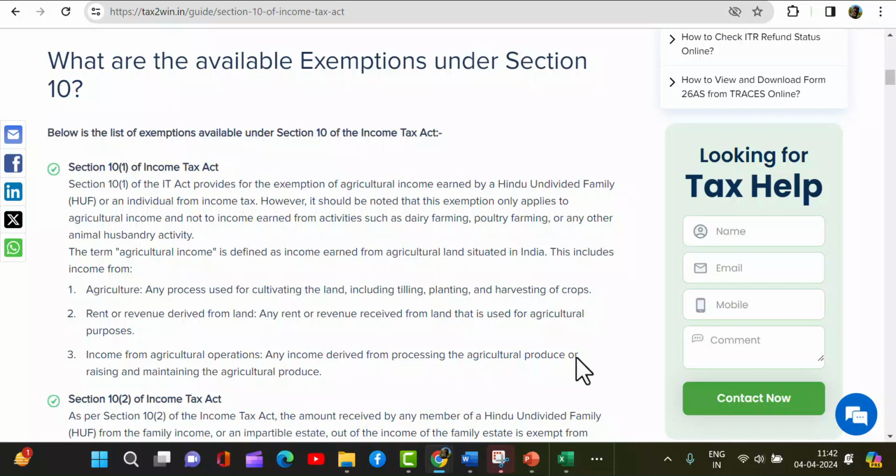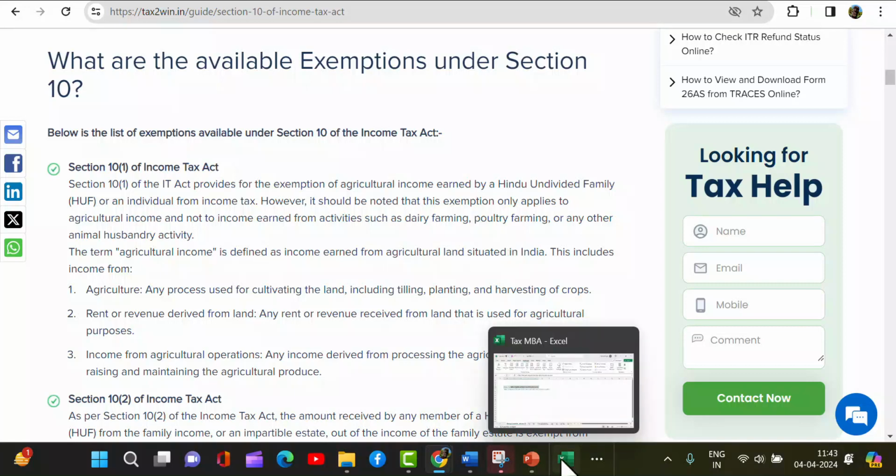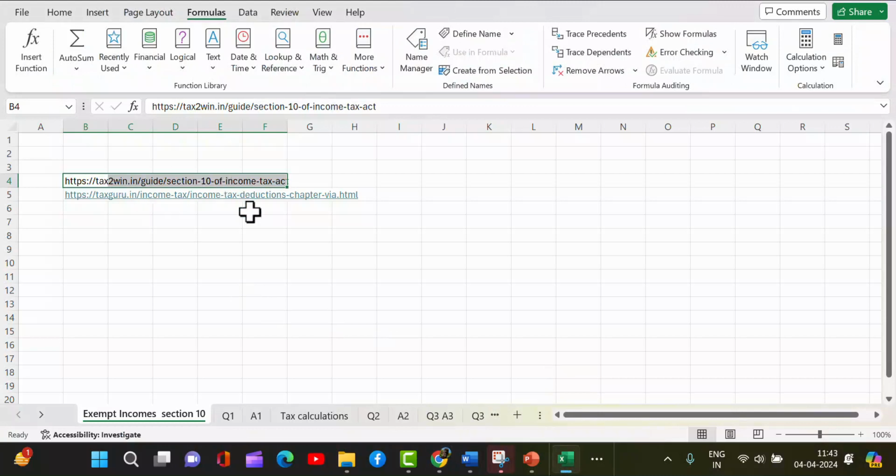So agricultural land has been defined. Agricultural land situated in India. What is agricultural land? It has been defined under the income tax, and the income will not include dairy farming or poultry farming and other things. Only agricultural income will be counted for the purpose of that. So let's go back to the question again. You can just go through this and see other exemptions.